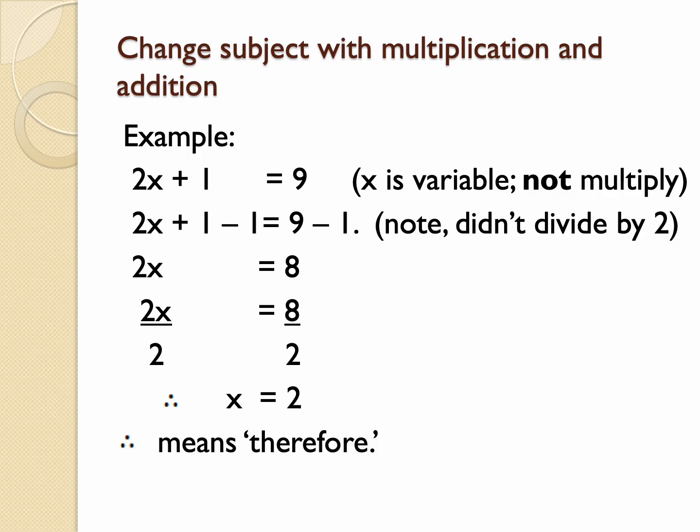Now you might be thinking, well, what are those 3 dots appearing as a triangle? This means therefore in maths. So the last statement simply means therefore x equals 2.